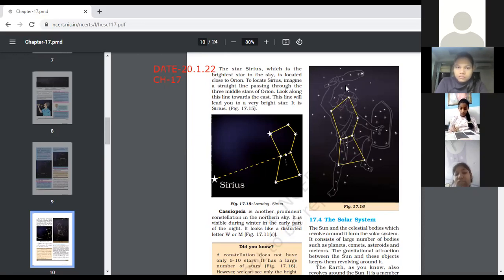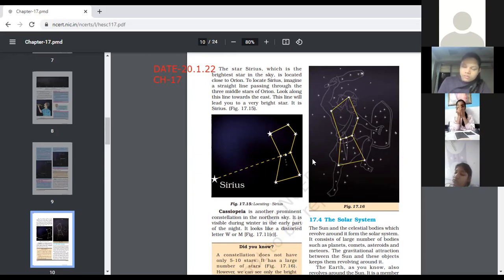Otherwise, there are the rest of the stars. If we consider all the stars, they form the shape of the hunter. The question may be of two types. Either write about Orion, where you have to write how many prominent stars are there, what is its shape, and which star is located with the help of it. Otherwise, 1 mark questions can also be there.